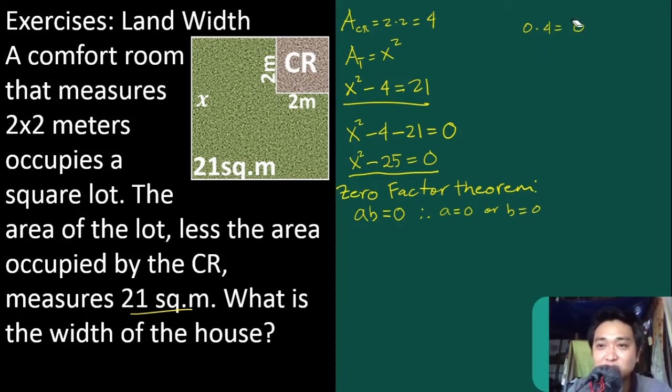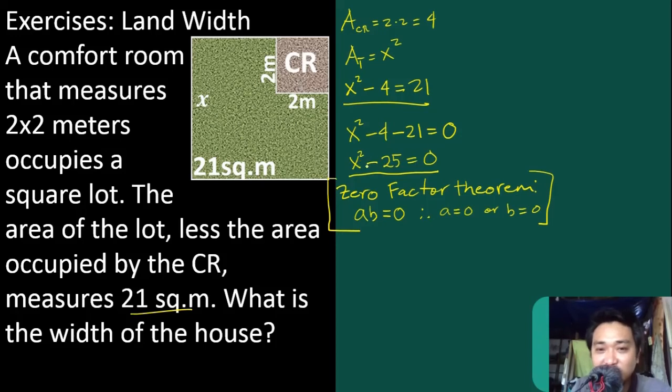So here, if you multiply A and B, and their result is 0, therefore you could theoreticize that A is 0 or B is 0. Now, for what purpose? Bakit natin gagamitin si zero factor theorem? Kasi gagamitin natin siya para makuha natin yung value ni x.